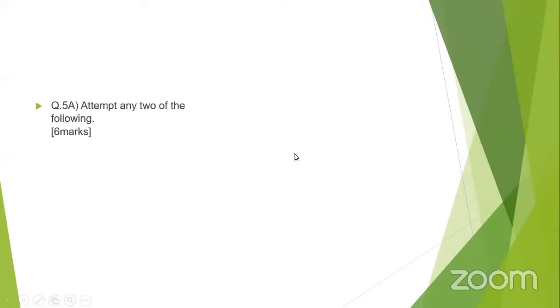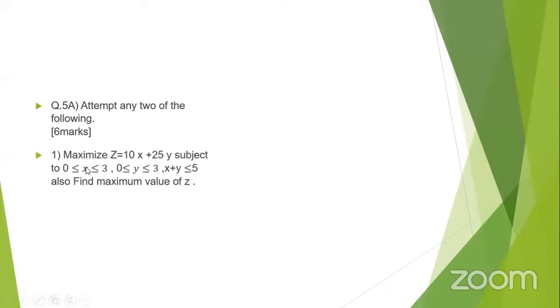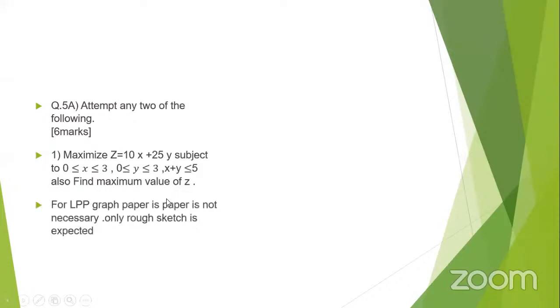Now, question number 5. Attempt any two of the following, 6 marks. The question is maximize. The objective function is given, and it is subject to the constraints, which are also given, and we have to find the maximum value of Z. So this is the question from linear programming. On the first page of the question paper, we have instructions for LPP graph paper. Sorry, it is mistakenly repeated. So the graph paper is not necessary. Only a rough sketch is expected.